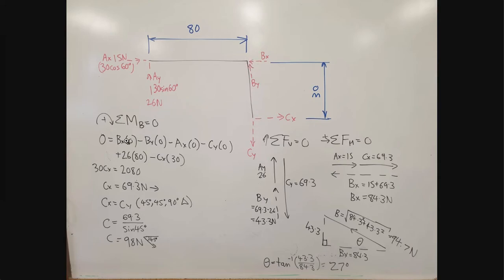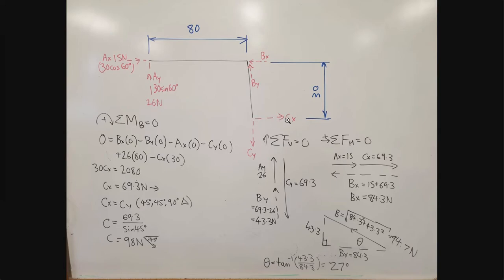So really, we've got 1, 2, 3, 4, 5, 6 forces, but 4 of them pass through the point we're measuring, so they all just multiply by 0. Then we have a force of 26 times 80 divided by 30. 26 times 80 divided by 30 gives us 69. Now that only gives us the horizontal component of C.